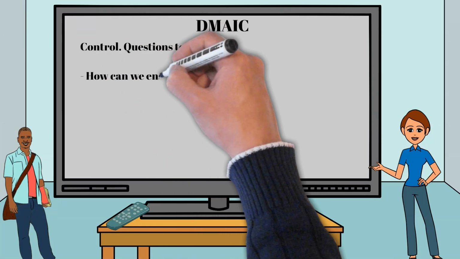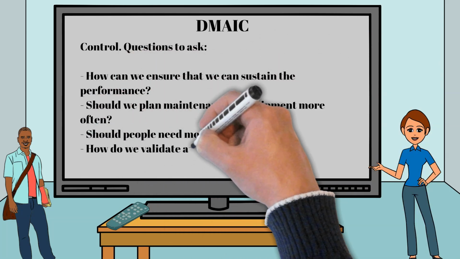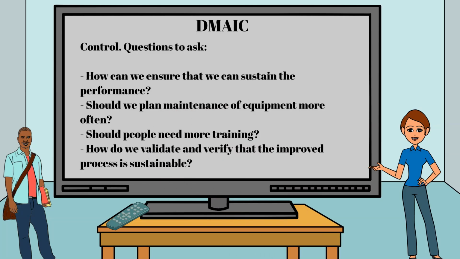In the control phase, you will ask the following questions. How can we ensure that we will sustain the performance? Should we plan maintenance of equipment more often? Do people need more training? And how do we validate and verify that the improved process is sustainable?